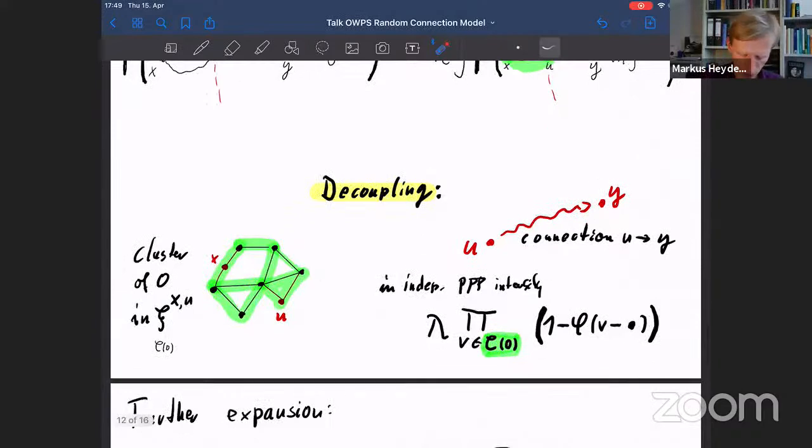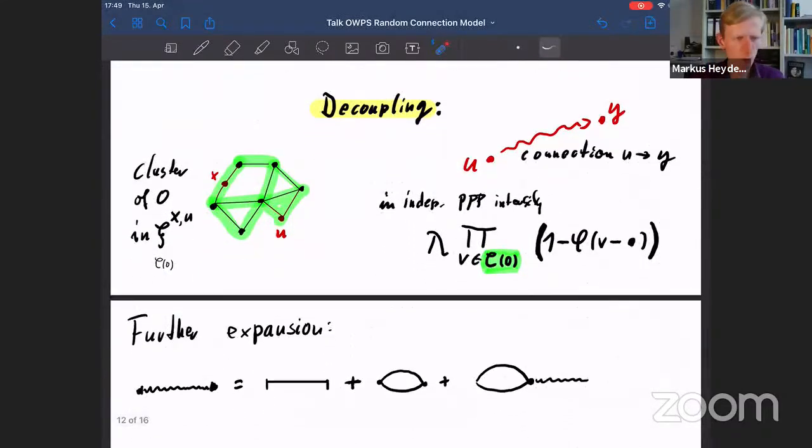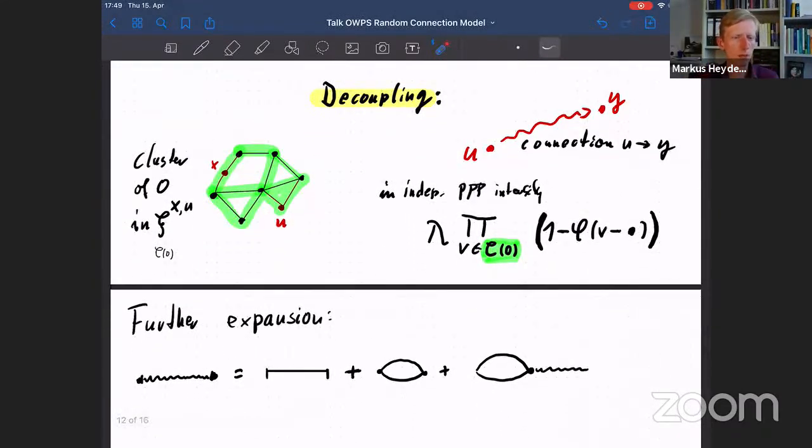So now comes the inclusion-exclusion. We say, okay, that's not an easy thing for us to deal with. So instead we want this to be just one. So we ignore this, but then we have too many points, and therefore we overcount the probability of this connection from U to Y, and we have to compensate for that. And that's where this inclusion-exclusion gets going.